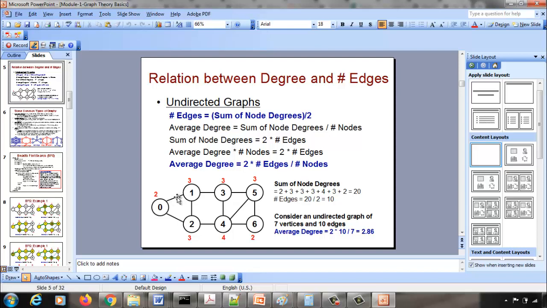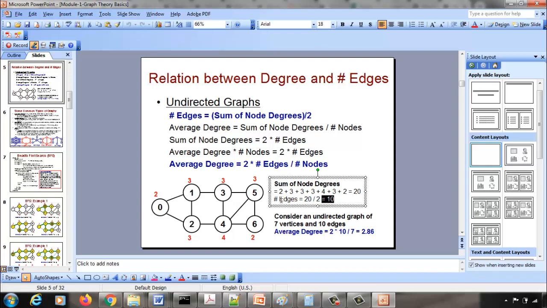So like I put here, these are the degrees for each node. By now you should know what a degree for a node is, just the number of neighbors. Node 0 has 2 neighbors, so its degree is 2. Node 1 has 3 neighbors, its degree is 3. Node 2 has 3 neighbors, its degree is 3. Node 4 has 4 neighbors, degree 4, and so on. If I add all these node degrees, which add up to 20, and divide that sum by 2, which is 10, this is the number of edges in this graph.